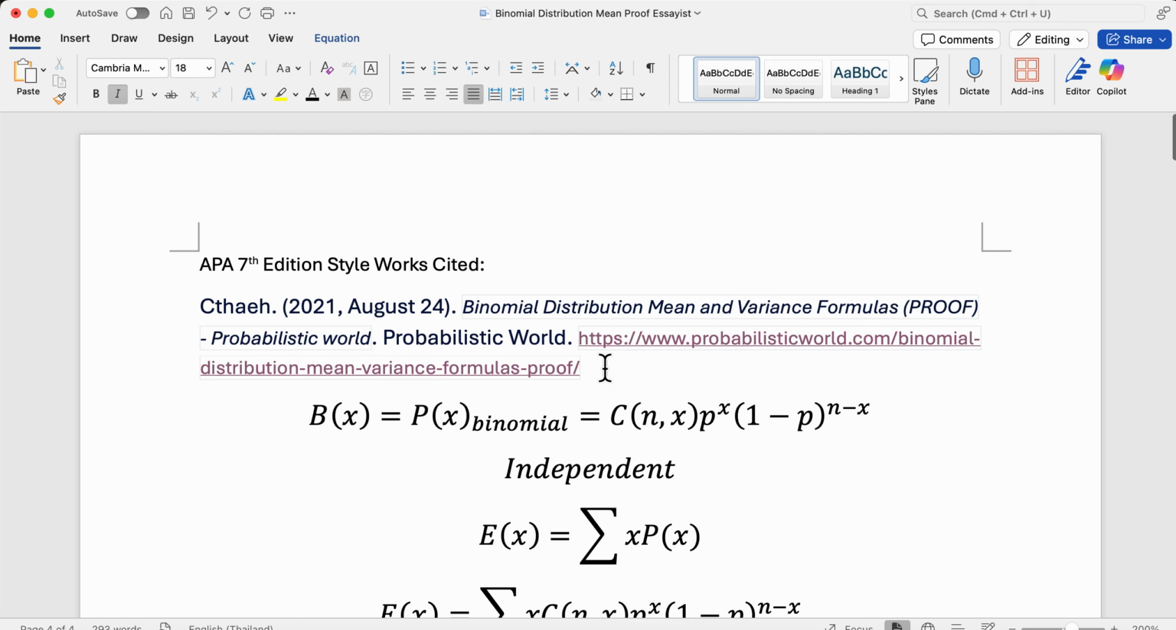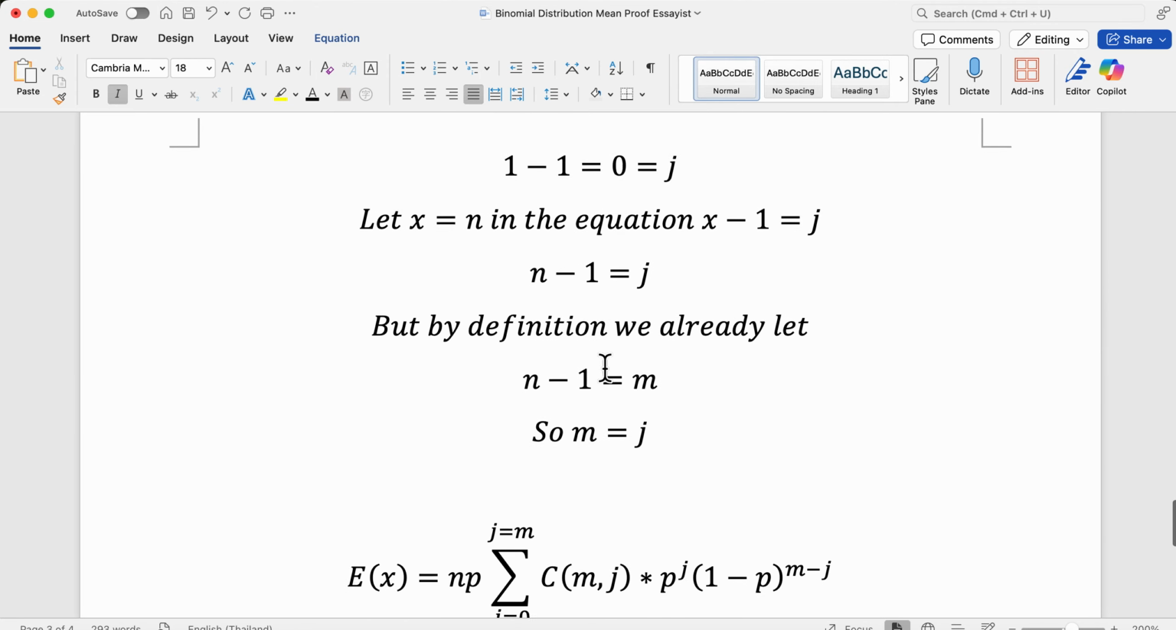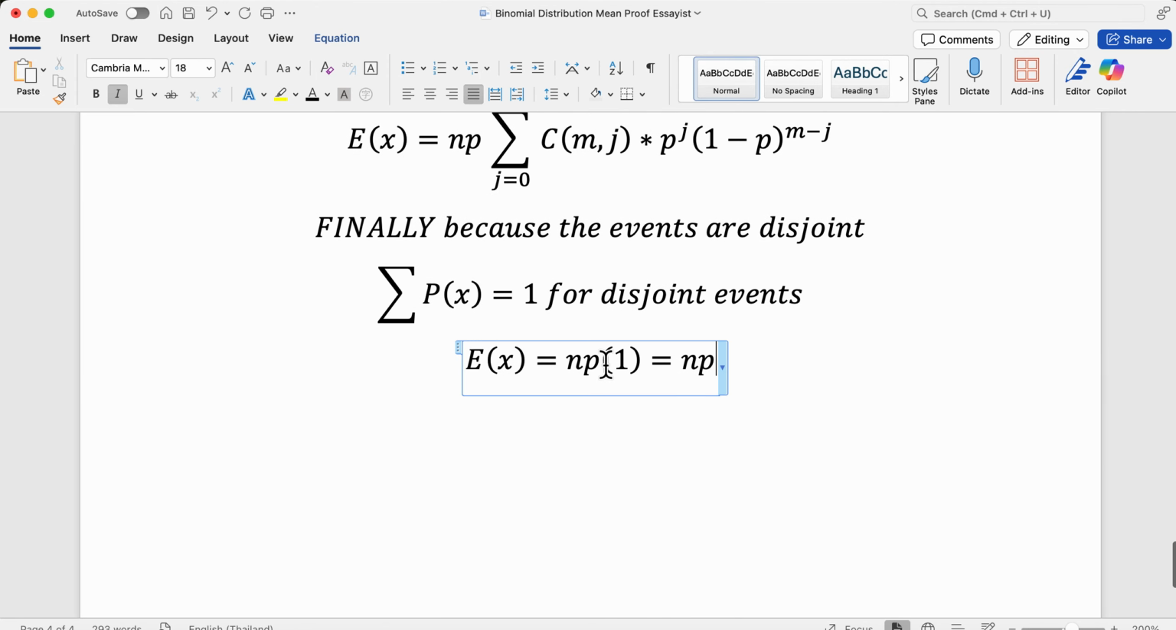From here on, I will derive how we get the variance of a binomial distribution, which involves using the second moment of probability. So stay tuned for that.